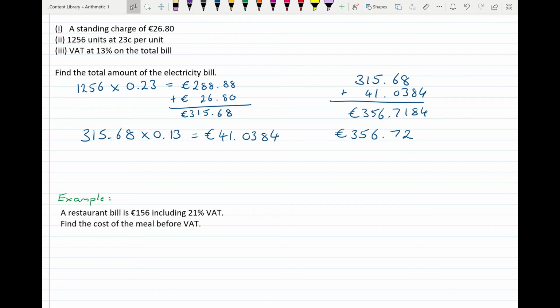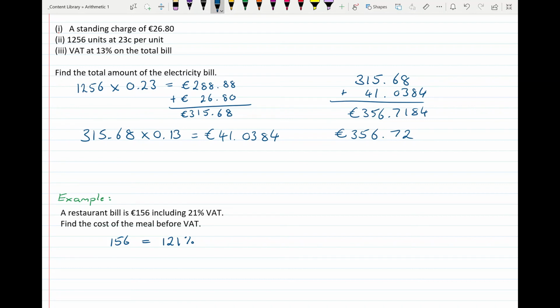Another type of question they can ask in VAT is where the VAT is already added on and they want you to find out the cost of the original bill. So restaurant bill is €156 including 21% VAT. Find the cost of the meal before the VAT was added. So to start this off, we go €156. Well, that's equal to 121% of the bill because it's the 100% cost of the meal plus the 21% VAT that was added on.